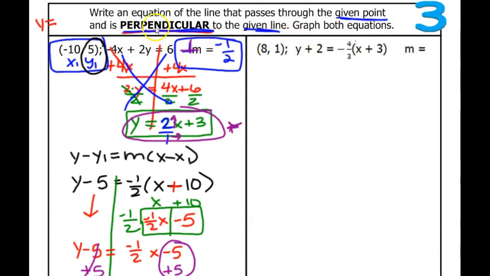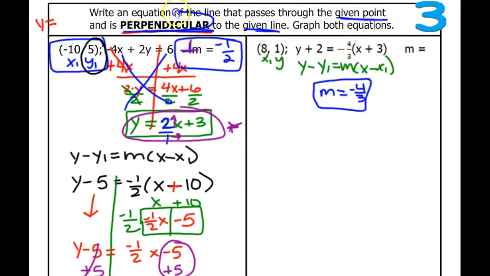This one, it says, same thing, write an equation of the line that passes through this point, x1, y1, and is perpendicular to this line. Well, this is in the form y minus y1 equals our slope, x minus x1. So we don't really need to solve for y because I know my slope in this equation is negative 4/3.